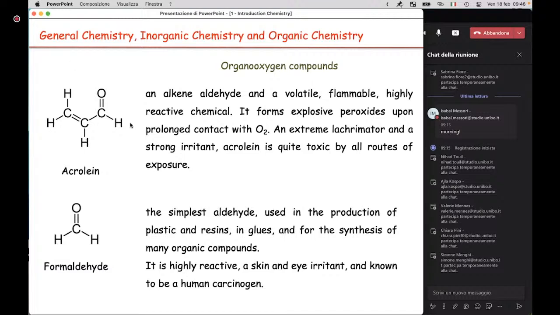This is another toxic aldehyde, acrolein. It can produce explosive peroxide. It is a very, very strong irritant of the bronchi and the lungs. It is used in lacrimant gas used by police, for example.